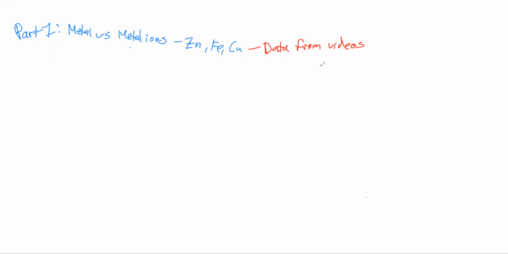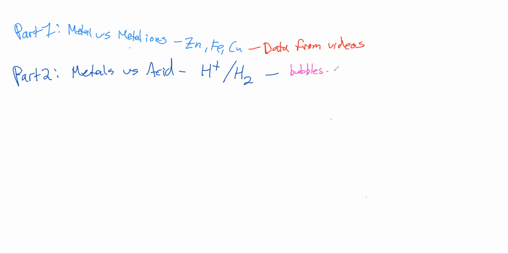Now part two, on the other hand, this is going to be our metals with our acid. Right? Because this time we're trying to compare it against our hydrogen reduction reaction. Now, the thing that I would remind you with that is that if you are going to reduce H plus to H2, right? So we're reducing our hydrogen. What we're looking for is bubbles, because those bubbles would be our hydrogen gas.